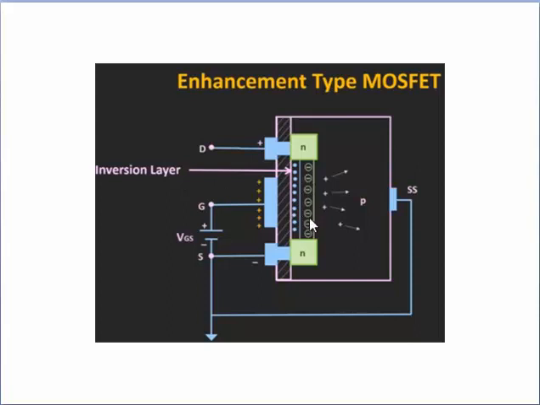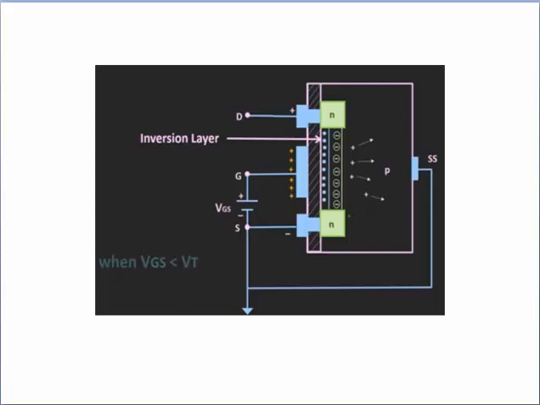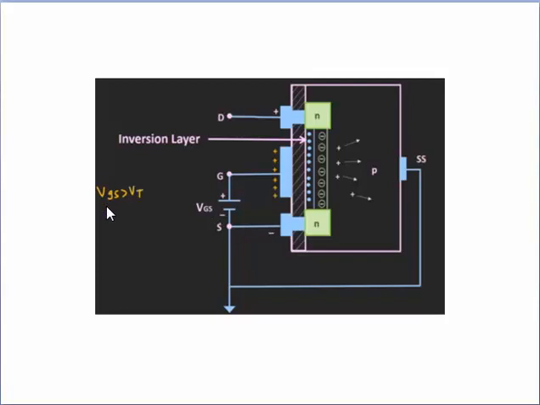Now if we apply a voltage between the drain and source terminal, the current can flow through this channel. The value of the gate to source voltage at which this inversion layer is created is called the threshold voltage. Threshold voltage is Vt, and below this threshold voltage Vt, that means when VGS is less than Vt, there will not be any flow of current through this MOSFET. And whenever VGS is greater than Vt, the width of the channel will increase.